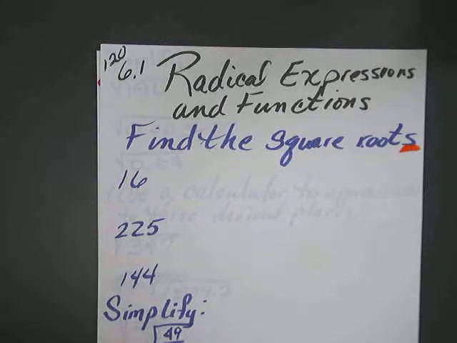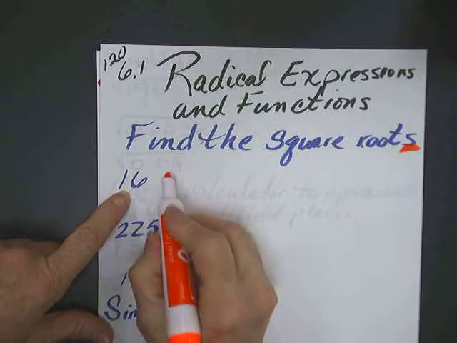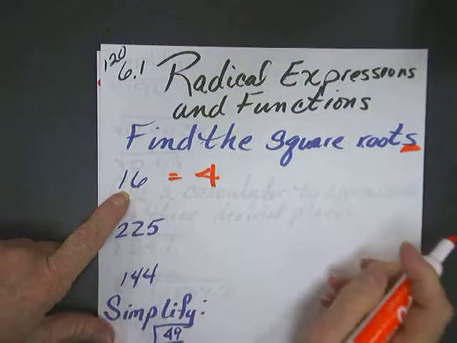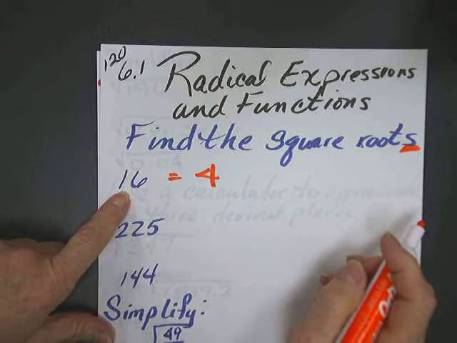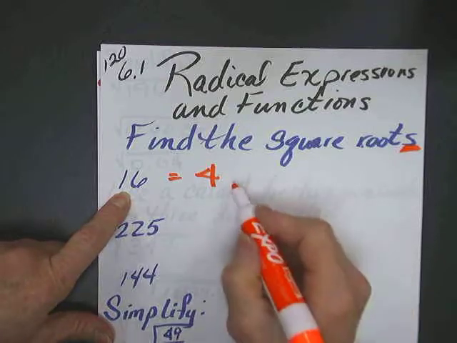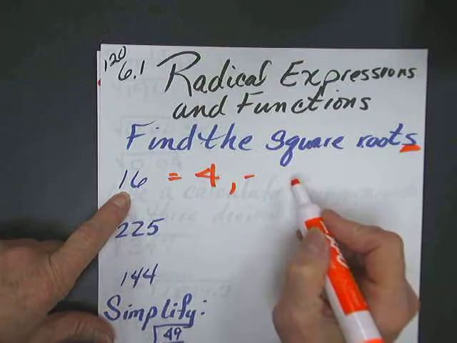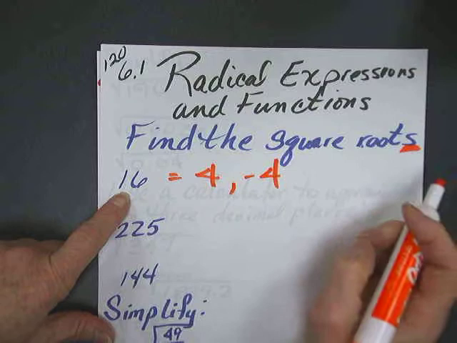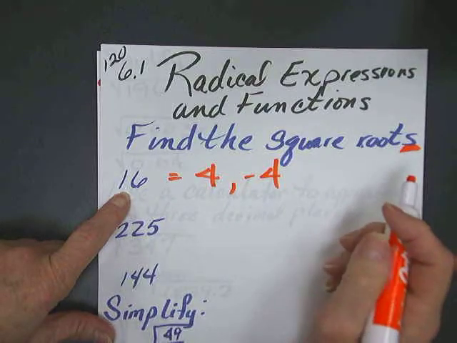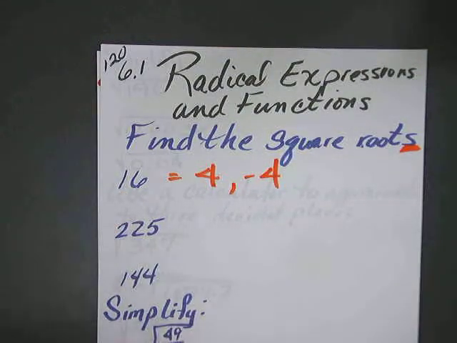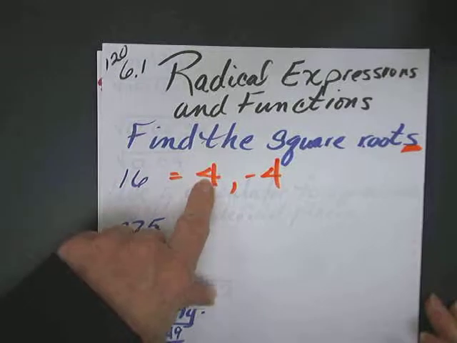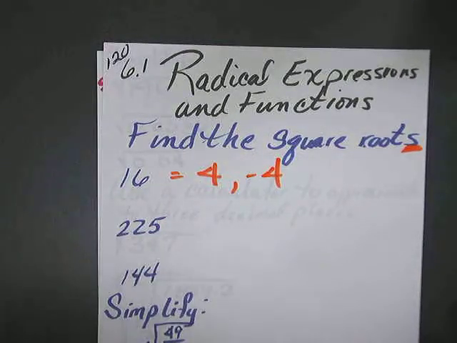The square root of 16 is what times itself is 16. Okay, that's only one number. 4 times 4. 4 squared? Oh, negative 4. Negative 4 times negative 4 also. Normally you just think of the positive one, but a negative times a negative is also a positive 16. So it could be this or this.